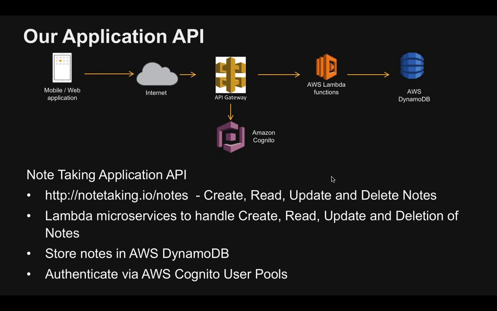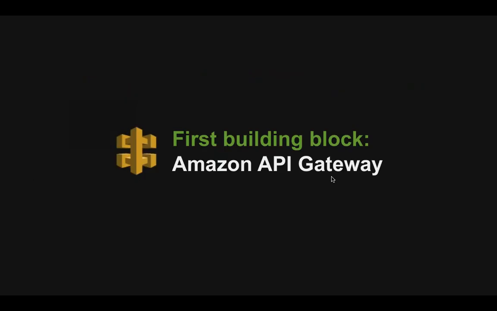Once the API has been set up and we can successfully read and write notes and verify that they're actually stored in DynamoDB, we're going to go about and add authentication to our application with Amazon Cognito user pools. So that's the app that we're going to build. Let's take a look at our first building block, the Amazon API Gateway.